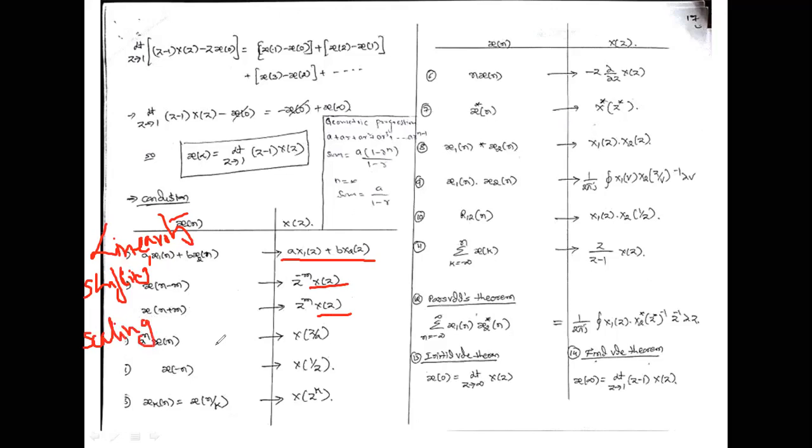Scaling in the z domain. A power n x of n is X of z by a, or we can also write it as 1 by a into X of z. The 1 by a is a scaling in the z domain.